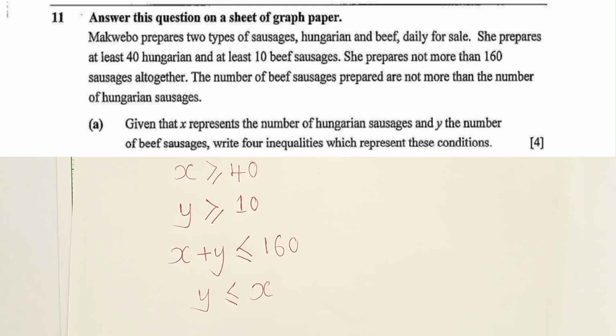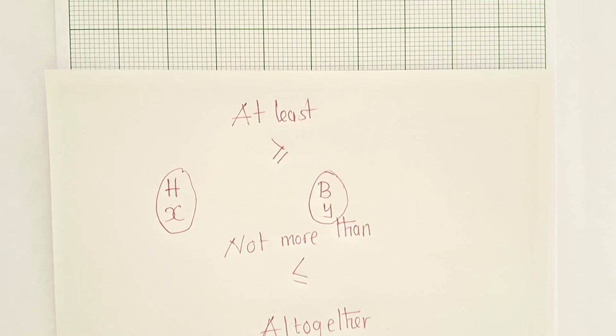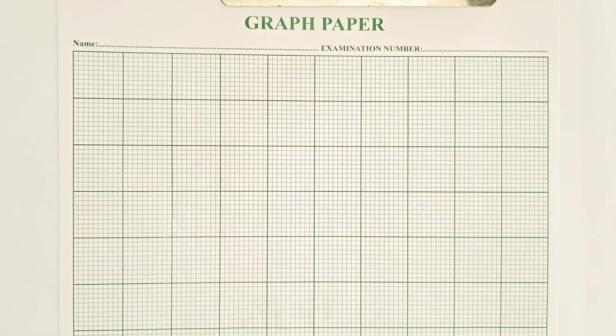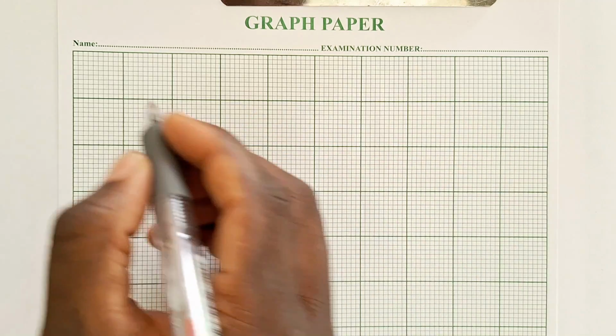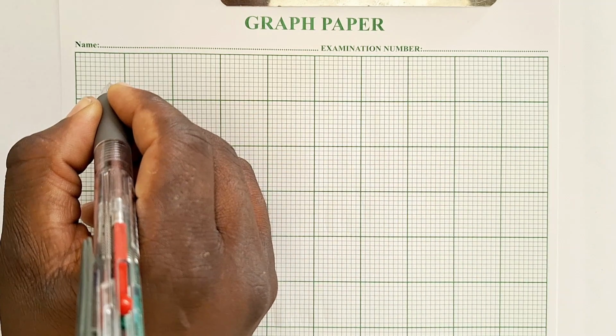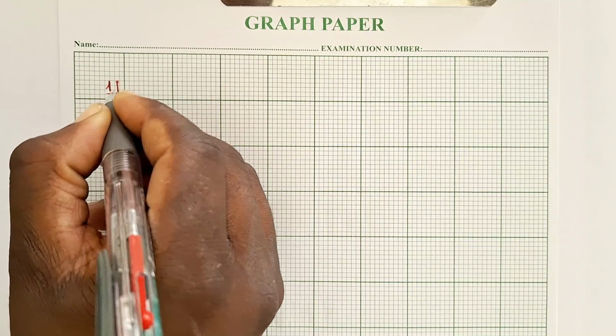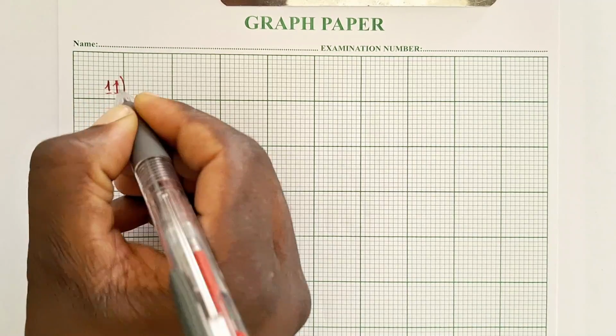Okay, so all what you need to do here, come on top here. After identifying the inequalities, you come on top, right over here. Don't forget to write your name and exam number. So you just indicate, mostly I like putting this. This is question 11. And remember to use a pencil. Question 11.